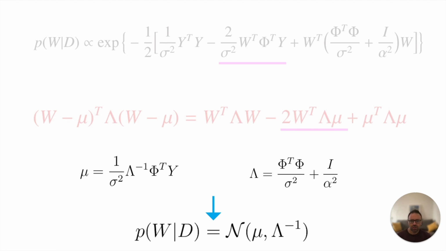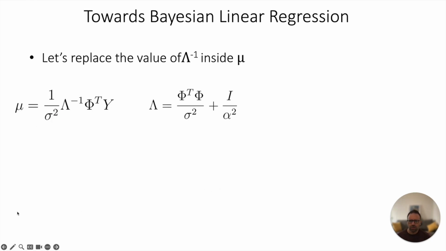Okay, so going back to our posterior, remember it's a normal distribution with parameters mu and lambda, and these are the equations. Let's clear this up by replacing the value of lambda inside the equation of mu. So we made them both only depending on phi, our parameters, and y. Okay, so let me rewrite the terms up here.